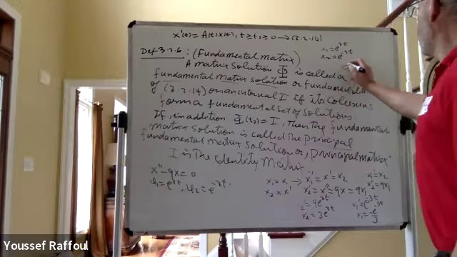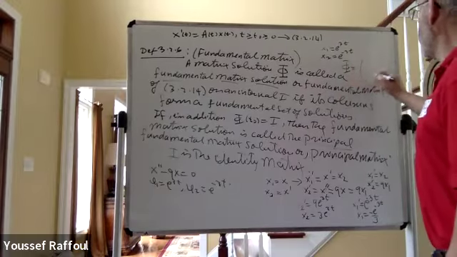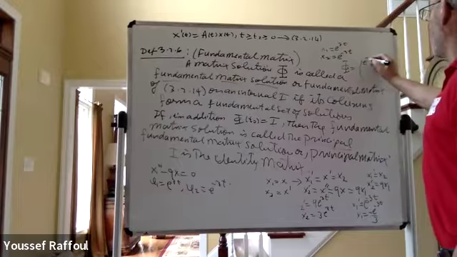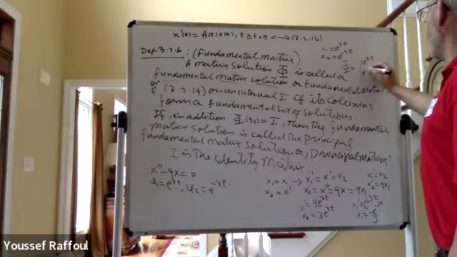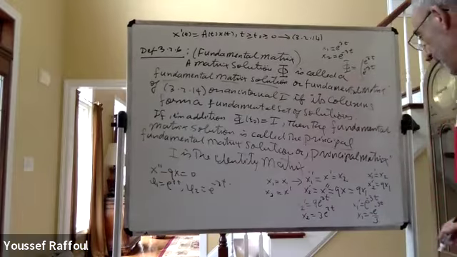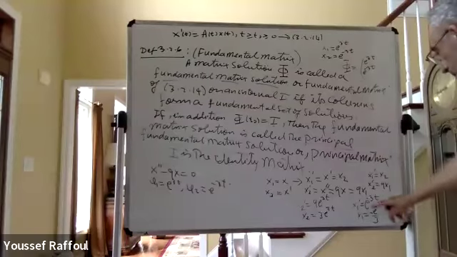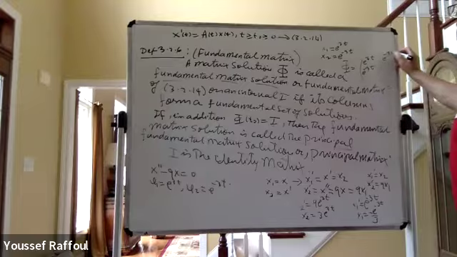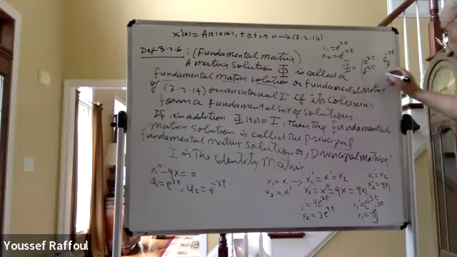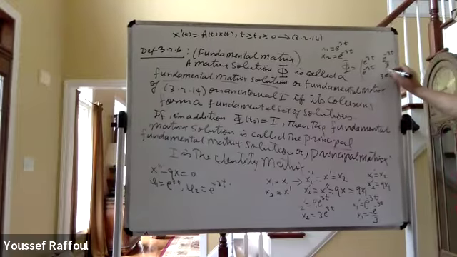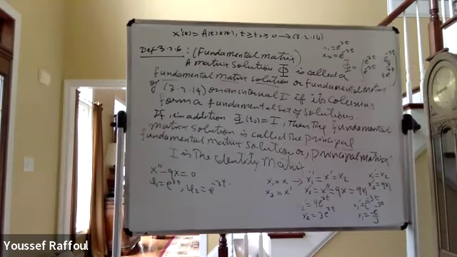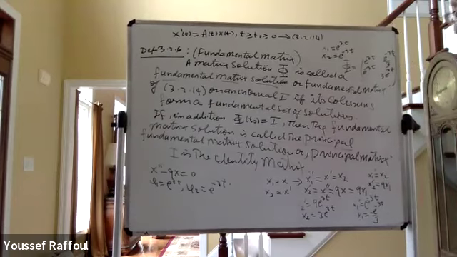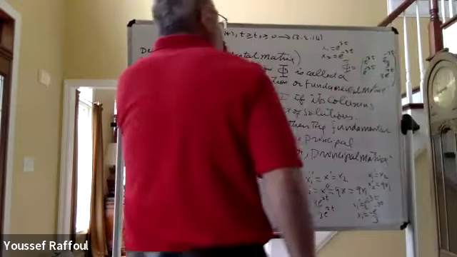So I believe your phi is going to be e to the 3t, e to the minus 3t, and minus e to the minus 3t over 3, and 3 e to the 3t. That will be your phi. But this is a special case here. Okay?